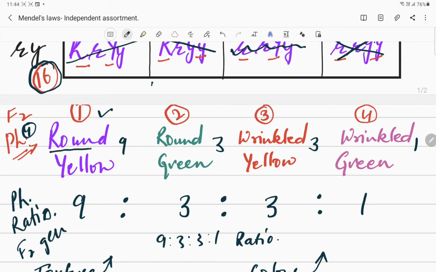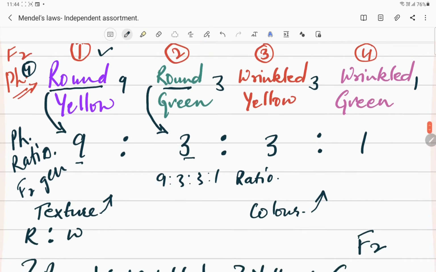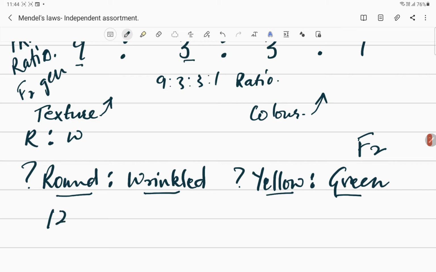So here we got round seeds. How many round seeds do we have? We have got like 9 round seeds. And how many round seeds do we have in round and green? We get 3. And do we have any other round seeds? No. So a total of 9 plus 3, we got 12 round combinations. So let's write 12 round combinations here.